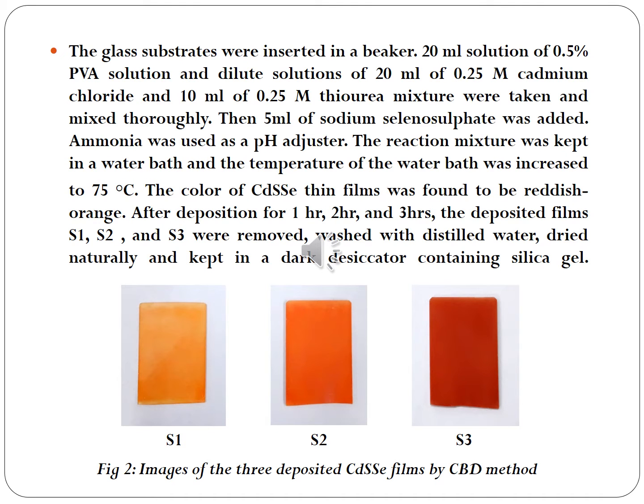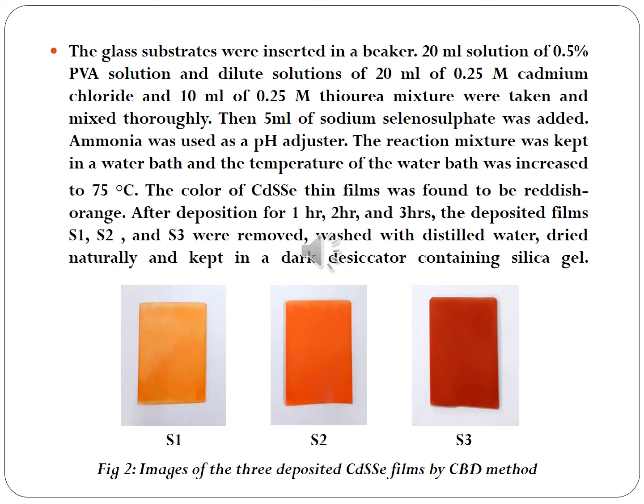The glass substrates were inserted in a beaker. First of all, 20 ml solution of 0.25% PVA solution and dilute solutions of 20 ml 0.25 molar cadmium chloride and 10 ml of 0.25 molar thiourea mixture were taken in a beaker and they were mixed thoroughly. Then 5 ml of sodium selenosulfate was added.